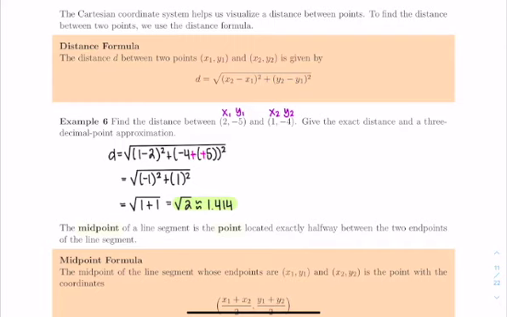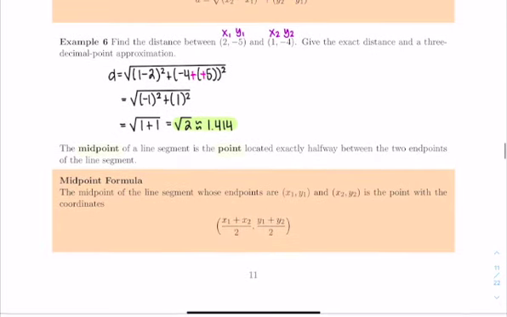The midpoint of a line segment is just the point that's located exactly halfway between two endpoints. So distance is going to give you a number. Midpoint is going to give you a coordinate. And so the formula for the midpoint, if my endpoints are x1, y1, and x2, y2, then we have x1 plus x2 over 2, and then y1 plus y2 over 2. All we're doing is we're finding the average of our x's and the average of our y's to find the average of our two endpoints, our midpoint.